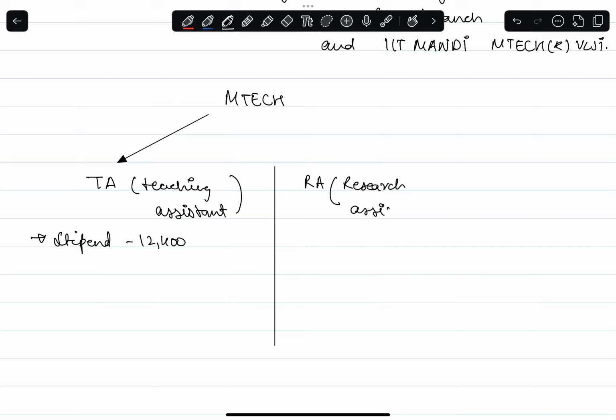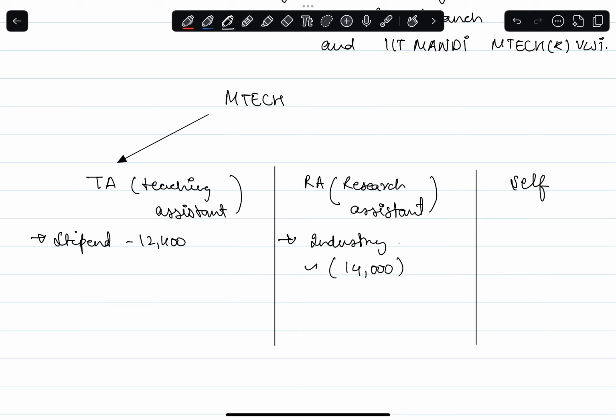And there is also a category called RA, which is Research Assistant. This is funded by the project and the supervisor itself, or industry sponsored. We can have varied stipend, but it is nearly about 14,000 rupees. Then there is a third category, which people are not so familiar with, which is the self-sponsored category.